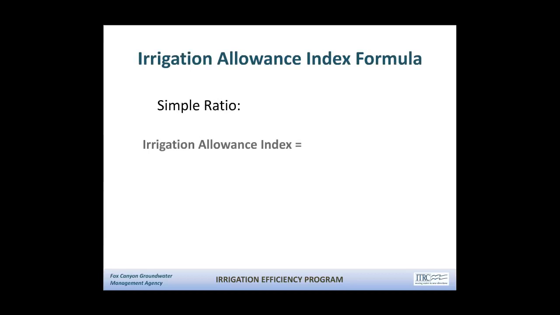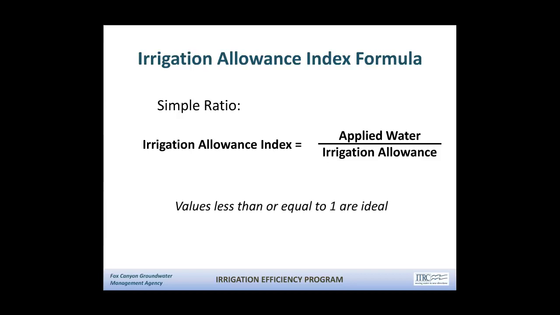Here you can see the new formula for the Irrigation Allowance Index. This simple formula is a ratio of the applied water to the irrigation allowance. Basically, you want to have values that are less than or equal to 1. Values greater than 1 mean that too much water is being applied to the field. Values less than 1 indicate that the grower is being more efficient than the irrigation allowance values had predicted.